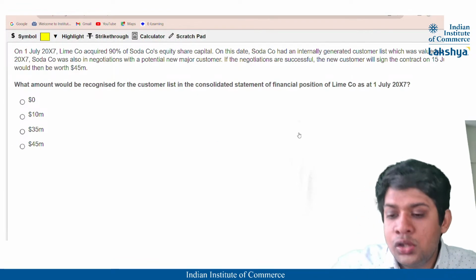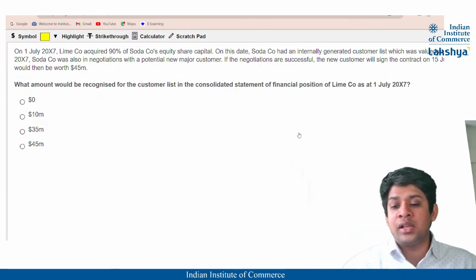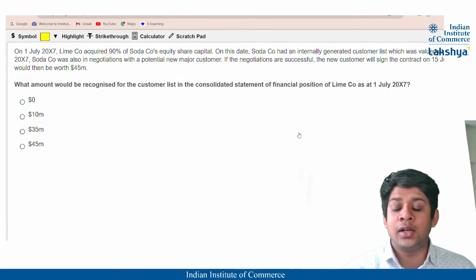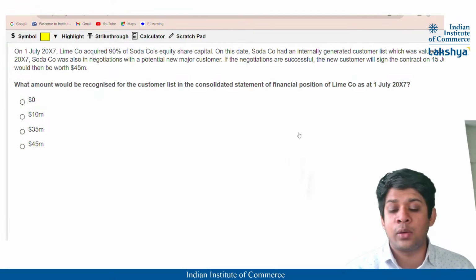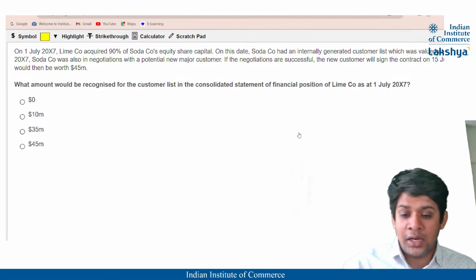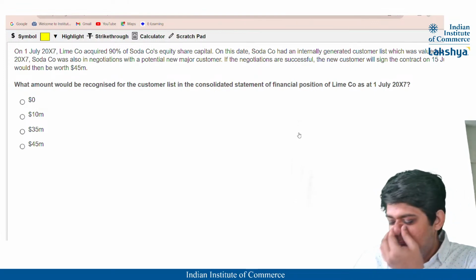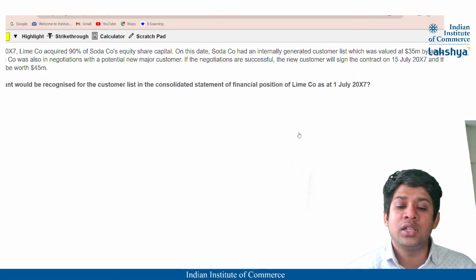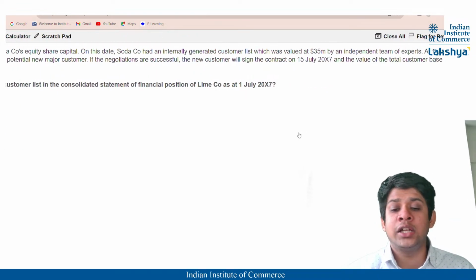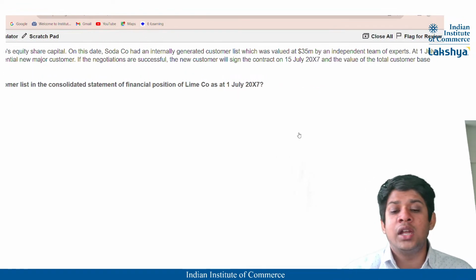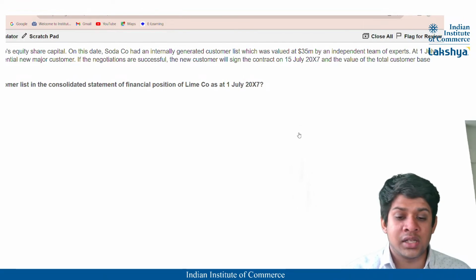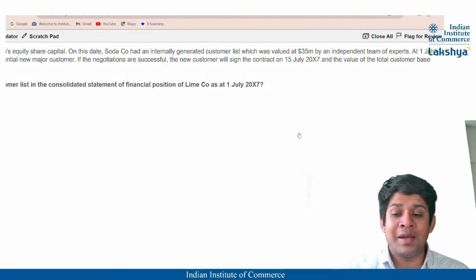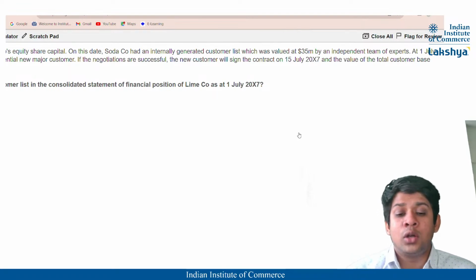Okay. So on 1st July 2017, Lime Company acquired 90% of Soda Company's equity share capital. That means technically it is their subsidiary company now. They have purchased the company. On this date, Soda Company had an internally generated customer list. Internally generated is not going to be recognized as an intangible asset, but if it is acquired by the parent company, then it will have value, right? Then it will no longer be internally generated, right?